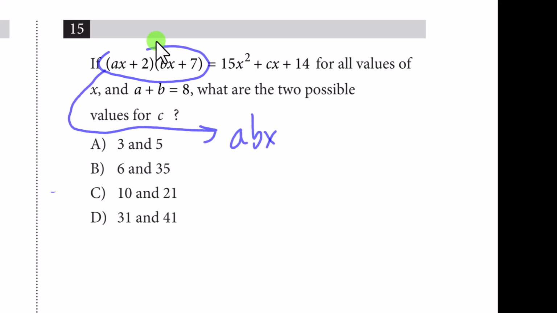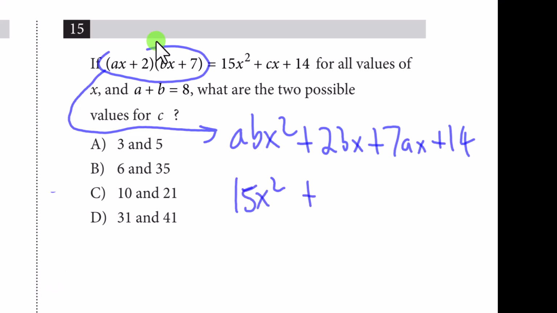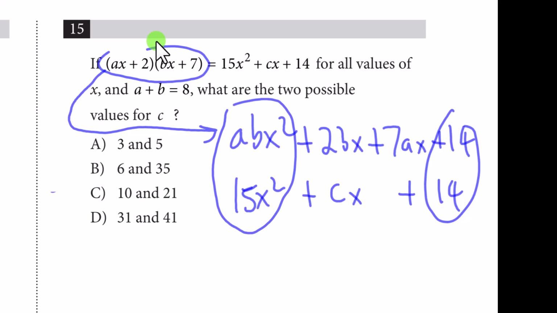So what do you get? You get abx squared plus 2bx plus 7ax and then plus 14. Okay, so I went ahead and FOILed that. Now, they tell you that that is equal to 15x squared plus cx plus 14. So everything matches up. The 14s match up. We know that abx squared is 15x squared. And we know that the 2bx plus 7ax, that's going to add up to be the cx.